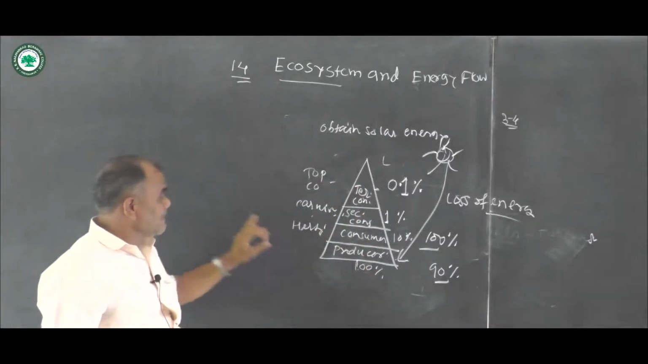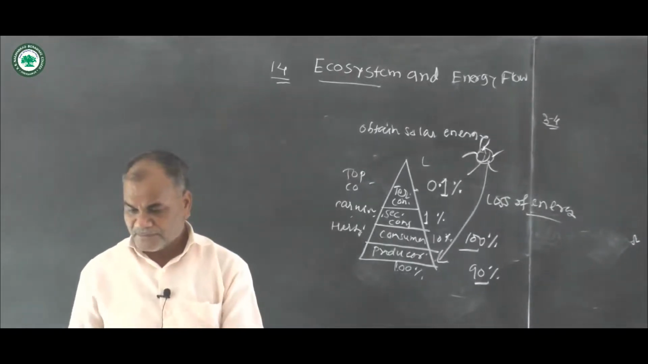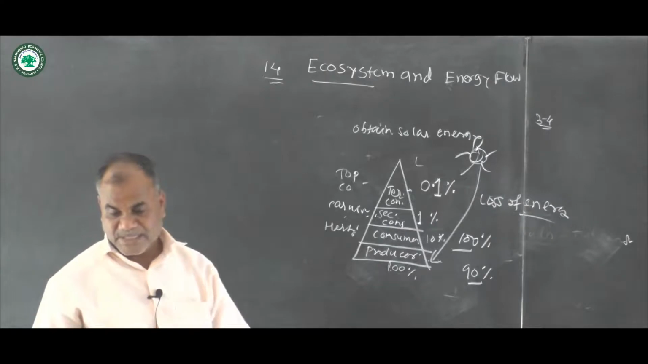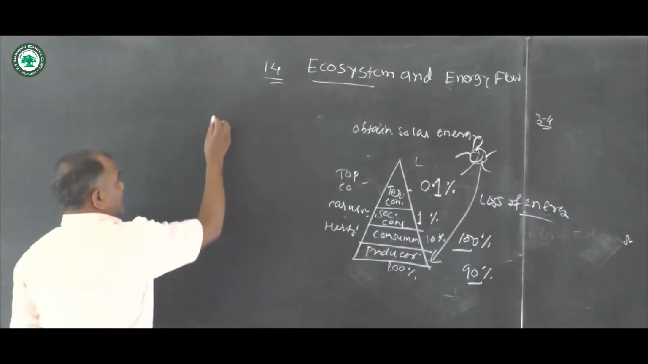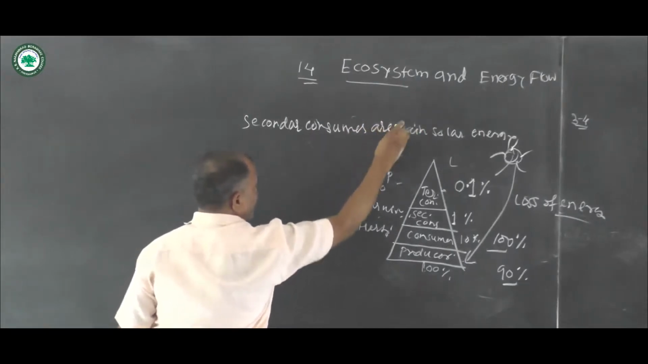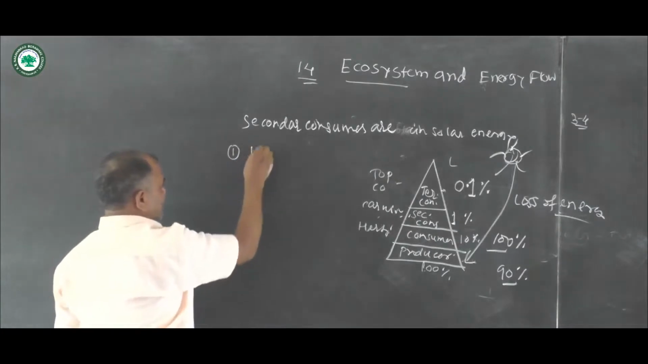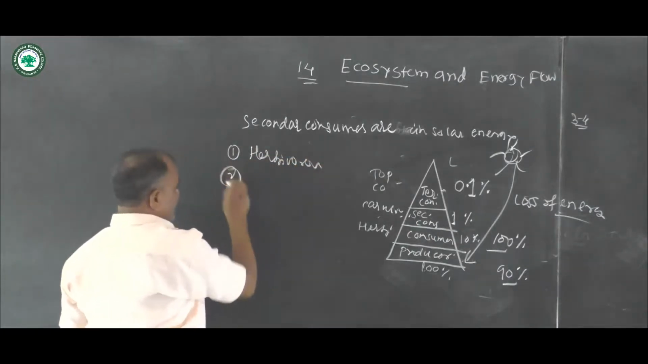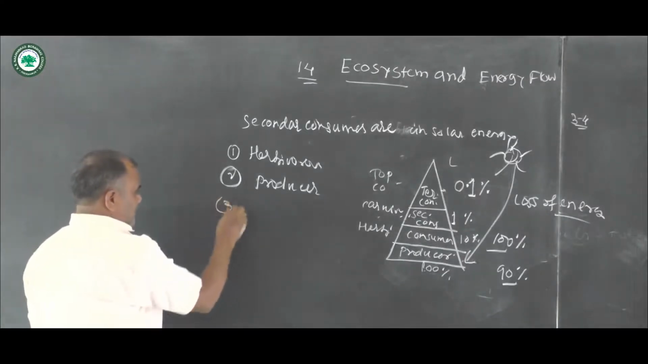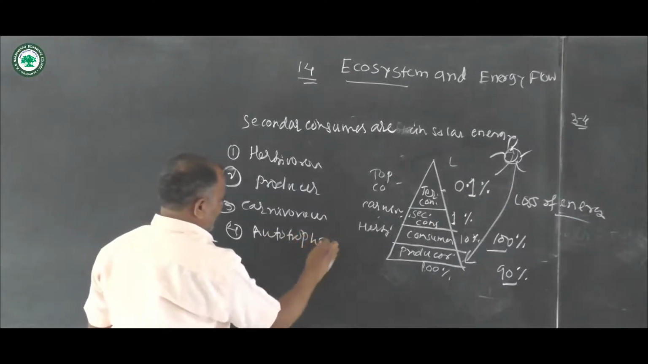If some question is asked here about the producer, what will the question be like? The second trophic level in a lake is what? Or if we see another question on it, about the secondary consumer. See the MCQ. What is the secondary consumer? The answer options given are: first, herbivorous; second, producer; third, carnivorous; and fourth, autotrophic. See the answer.